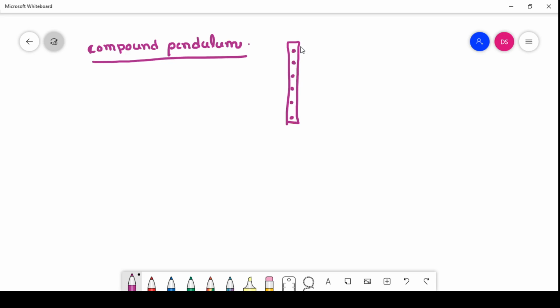When you move this compound pendulum to a certain distance, its length must not change, but it moves in angular separation only. So now this will be the L cos theta.